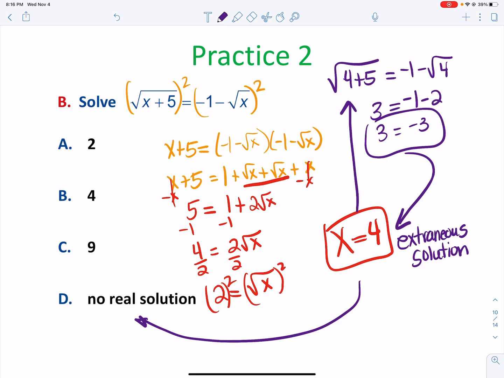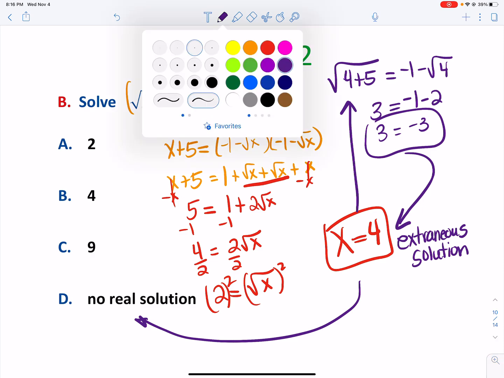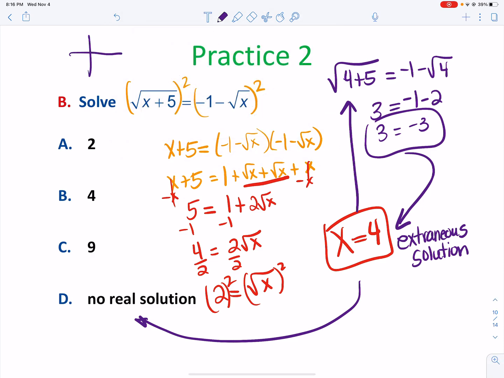And if you graph this, the left side would be, I would go left 5 and it's going this way. The right side is down 1 and it's flipped down. So if you look at those two graphs, they're never going to hit.